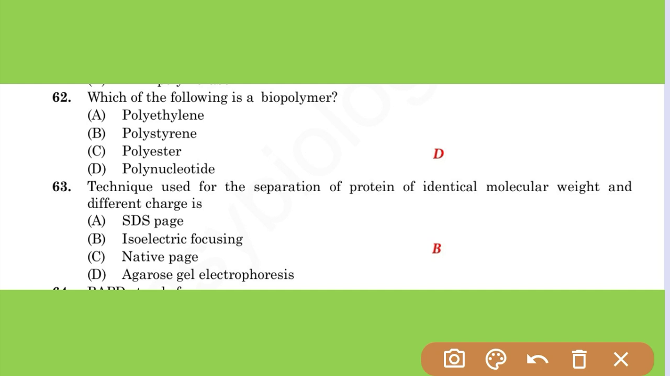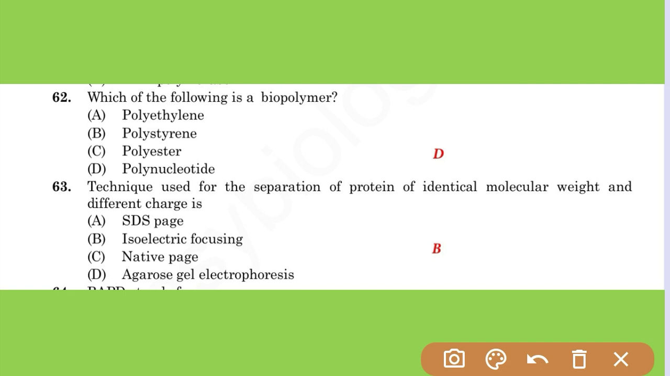Option C, the native PAGE. It is a technique that uses non-denatured gels for the separation of proteins. Unlike SDS-PAGE, no denaturing agent is added in the preparation of the gel. As a result, the separation of proteins takes place on the basis of charge and size of the protein. In native PAGE, proteins are separated according to net charge, size, and shape of their native structure. And the option D, agarose gel electrophoresis.